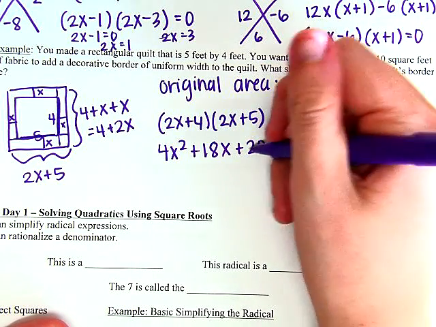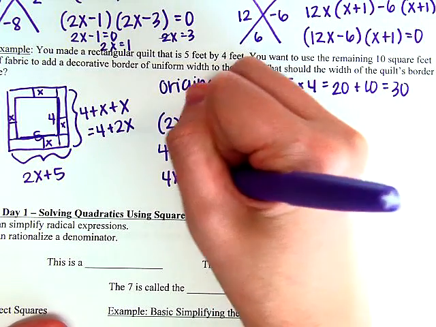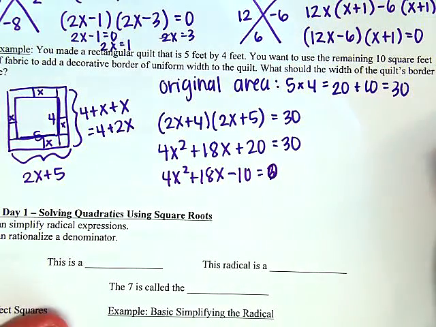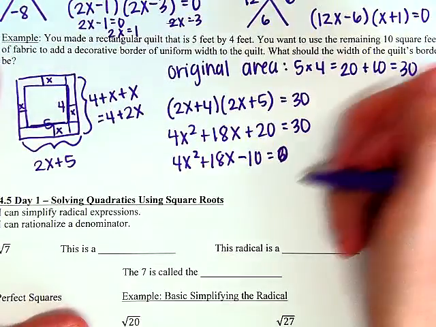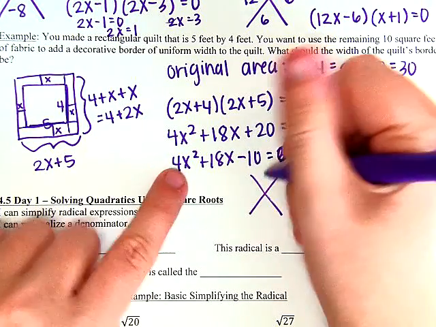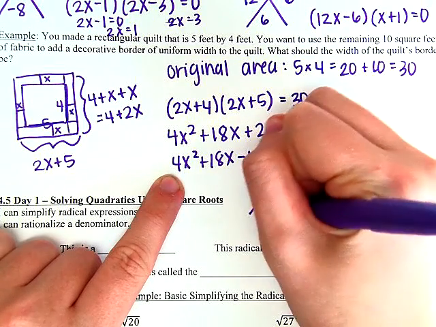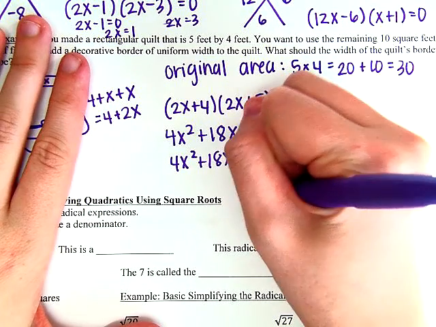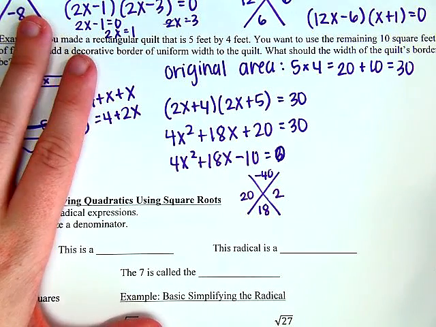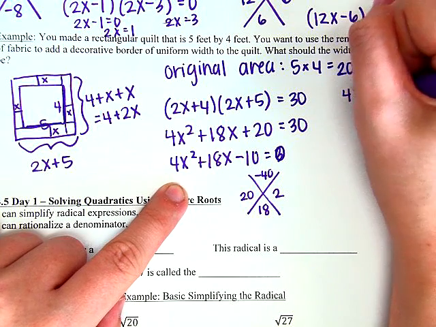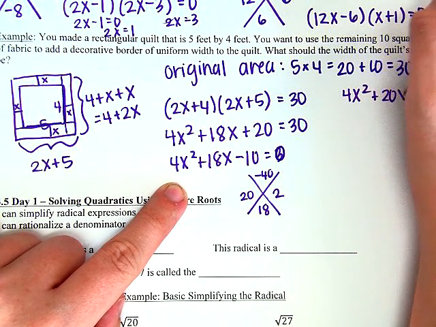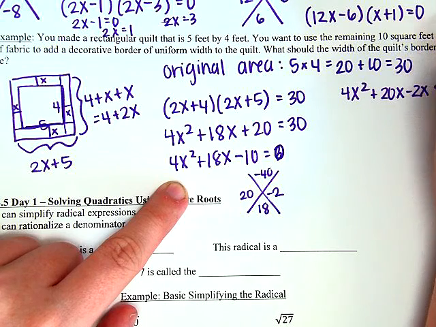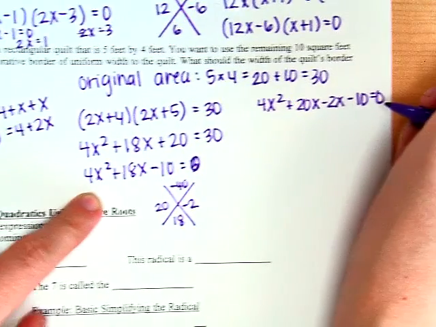And then I subtract my 30 over, so I got 4x squared plus 18x minus 10 equals 0, because I subtracted it over. So now I can do my x. So looking at this thing, negative 40 and 18. So it multiplies to be negative 40 and adds to be 18. Ooh, 20 and 2. So I rewrite this as 4x squared plus 20x, minus 2x minus 10 equal to 0.